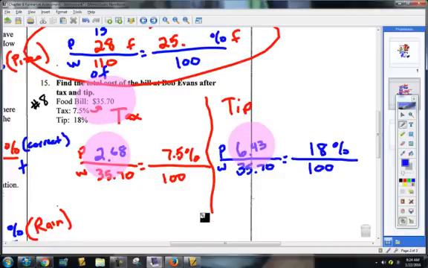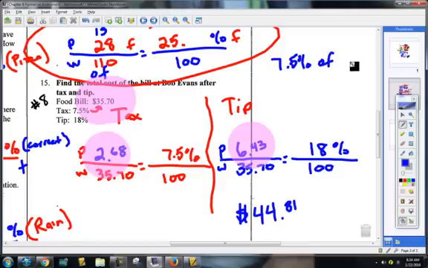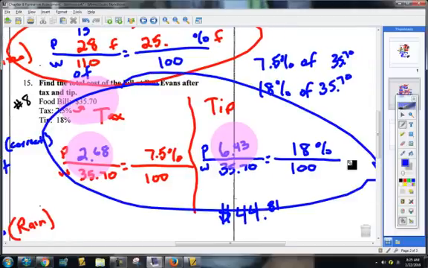And then obviously from there, I need to take the food, the tax, and the tip, and add them together to give me $44.81. Now, if you did not use proportions, you could have just done 7.5% of $35.70, and then 18% of $35.70. You could have done it that way also, like the Learning Target 3 method, and I'm fine with it. But like I said, I prefer the proportion method. I think it makes it a little easier.